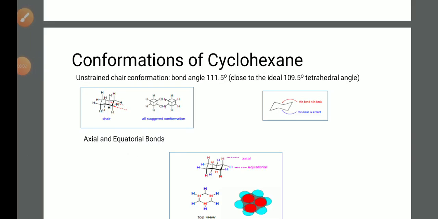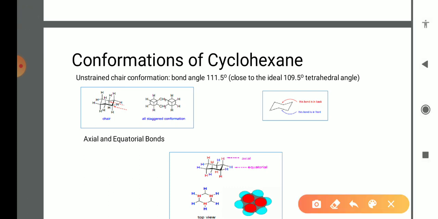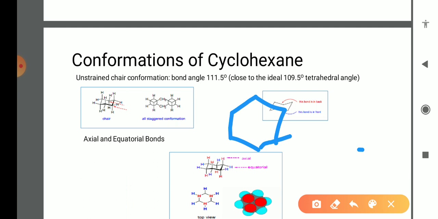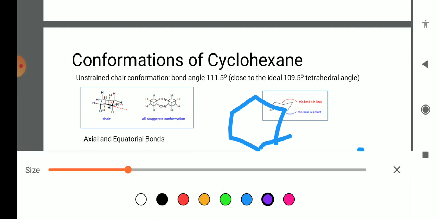Hello everyone. Today we discuss the conformation of cyclohexane. The molecule of cyclohexane is C6H12. It is simply represented like that. This is the molecule, and everywhere there are two hydrogens.